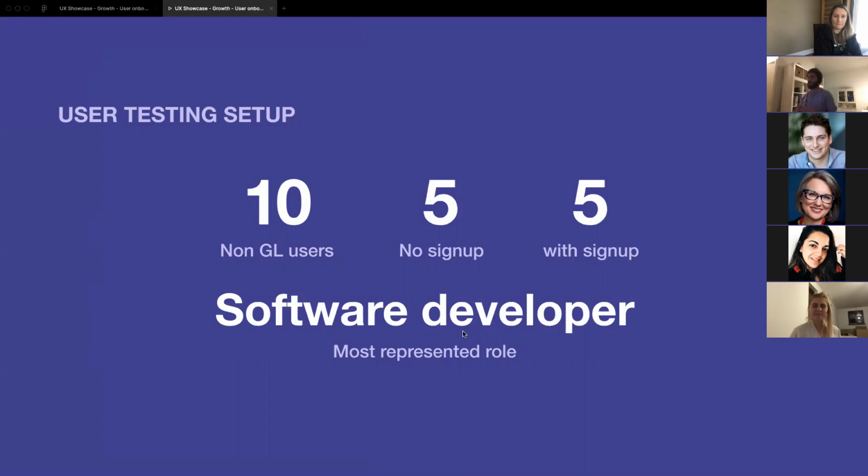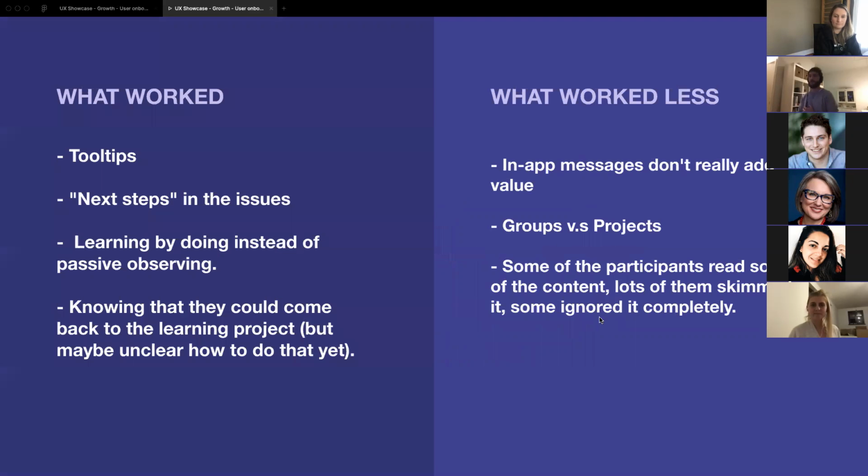So then we added the sign up flow to all that, and we managed to get mainly software developers. So what we got out of this is that the tooltips were working, but the in-app messages, so the little helper on the bottom right, was not adding that much value. The next steps in the issues were working very well, but the groups versus project relationship was confusing, mainly because on the prototype without the sign up, we were asking you to create a group within a project. People didn't realize what was a group, what was a project.